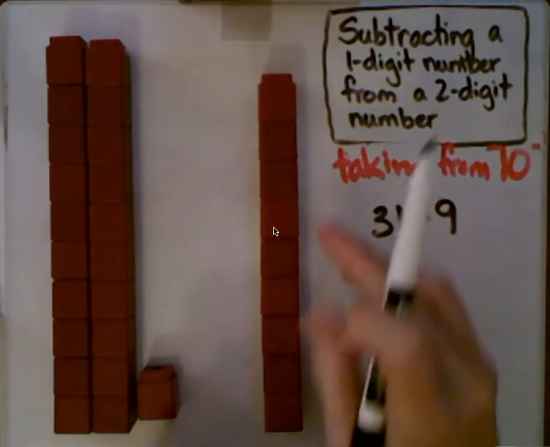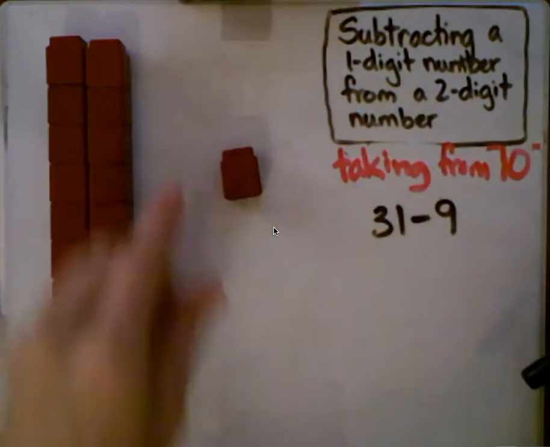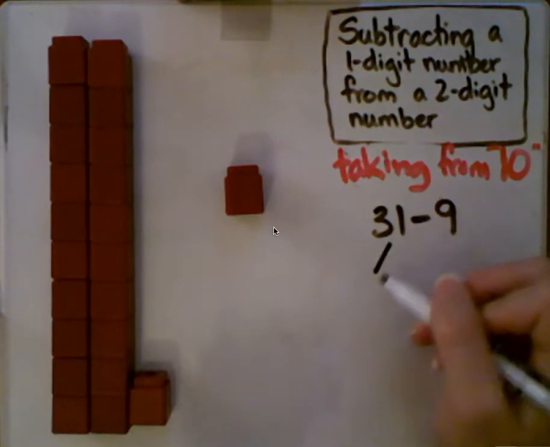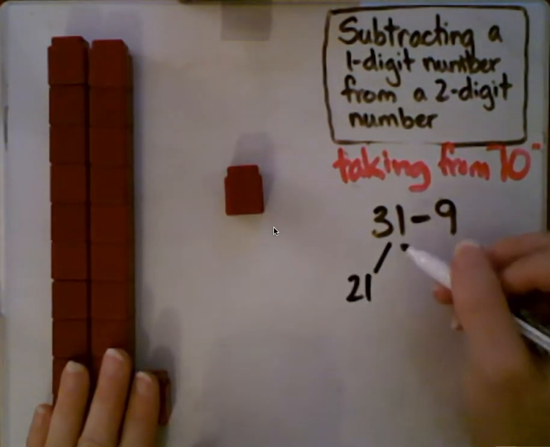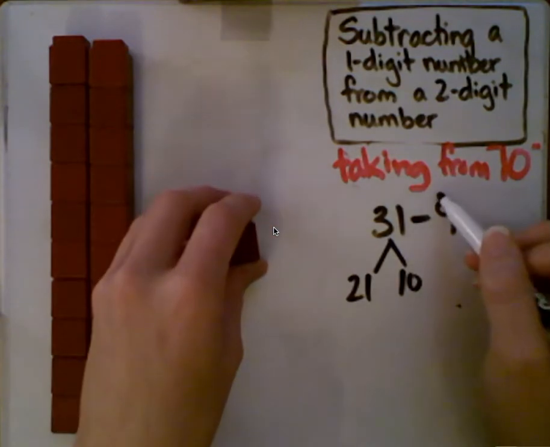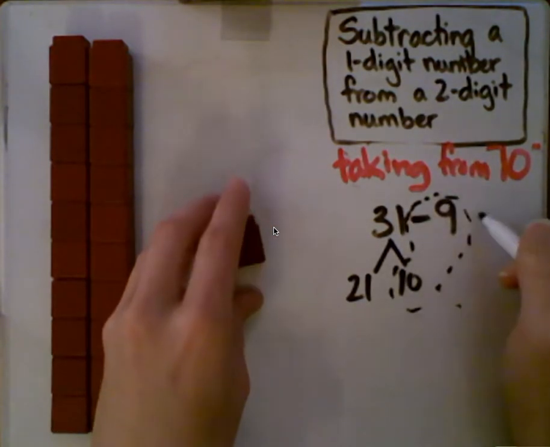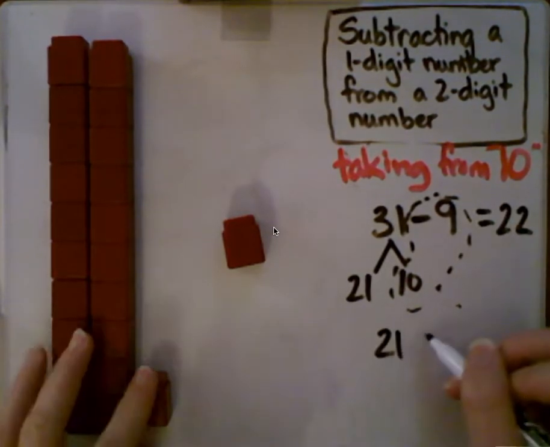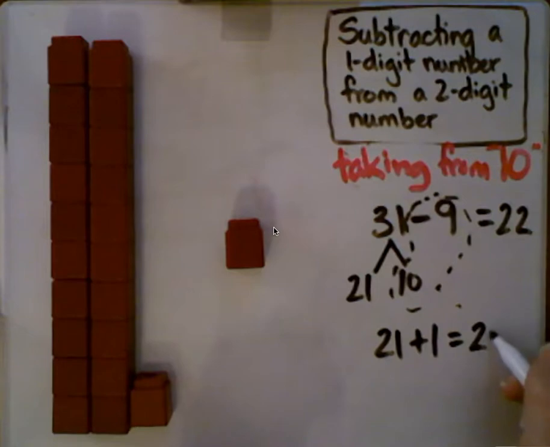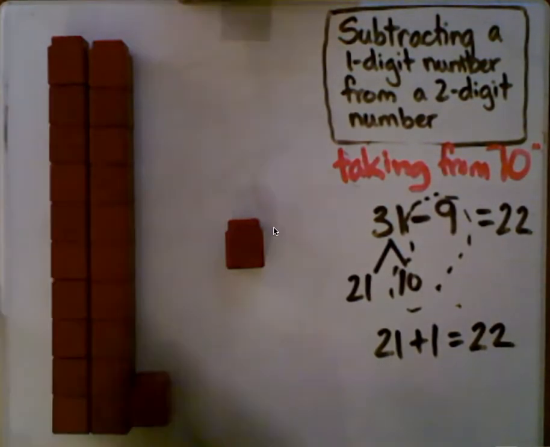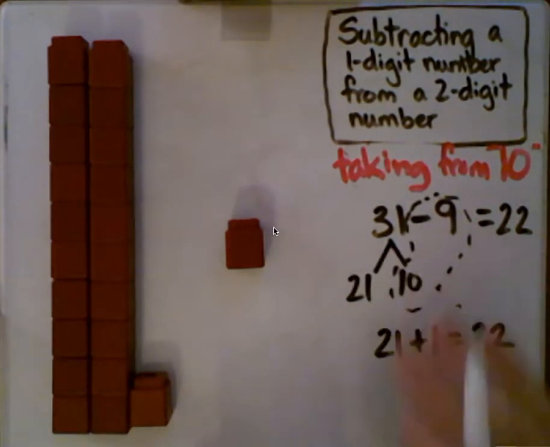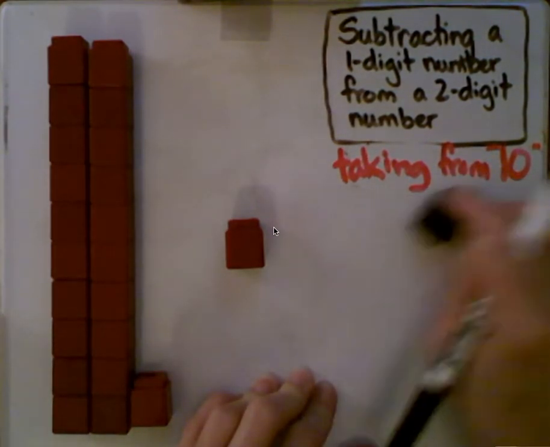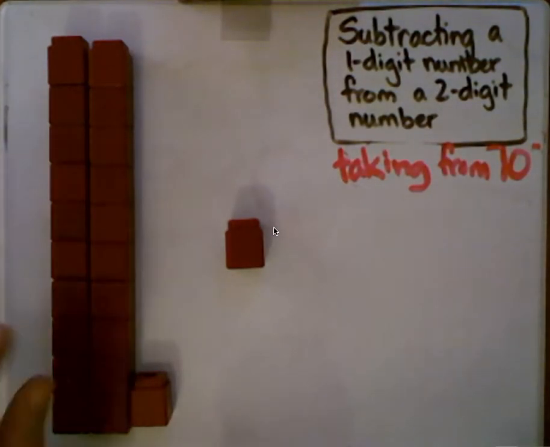How many do they have? Well, we take away the 9, and they see that they have 21 that they never touched, and they took the 10 to subtract 9, so that they now have 22. 21 plus their extra 1 equals 22. The recording method makes it look more cumbersome, but when you just see the linking cubes, you can see why this is a really great mental math strategy.